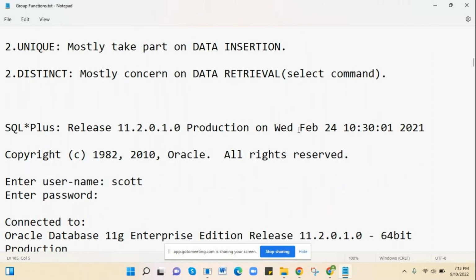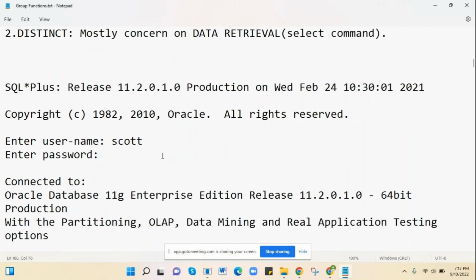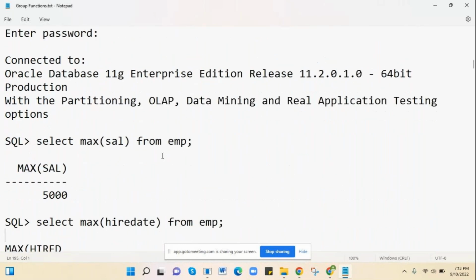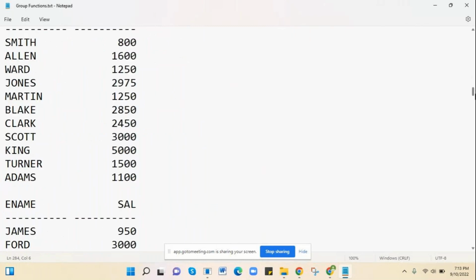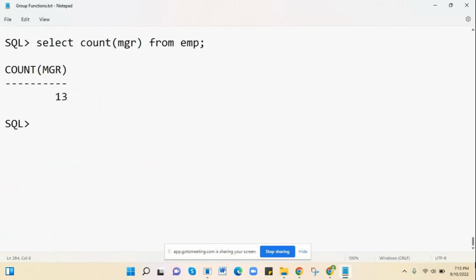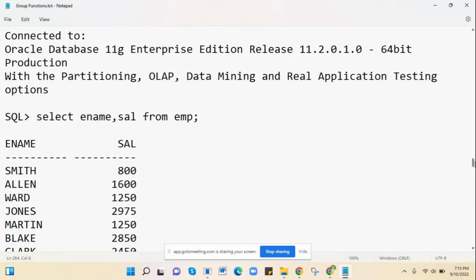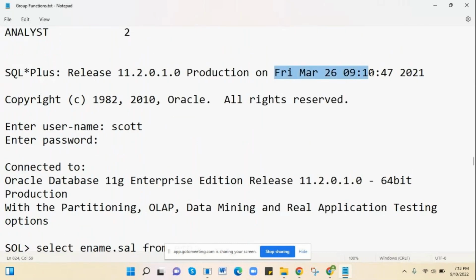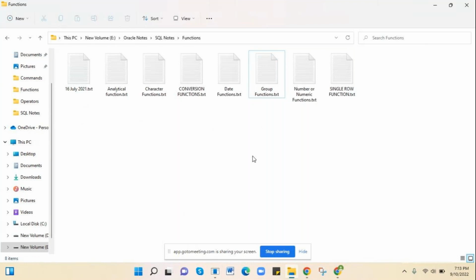It is on Wednesday, February 24, 2021. It's before the second wave, right? Second corona wave. So by this we complete group functions. You see, it is Friday, March 26, 2021. So by this we complete our group function.